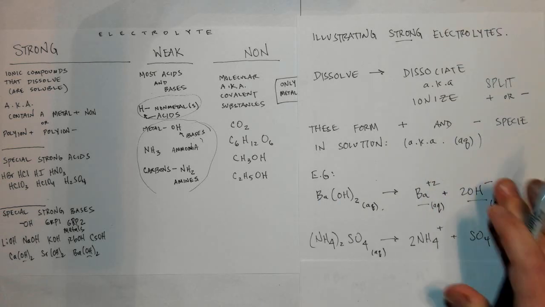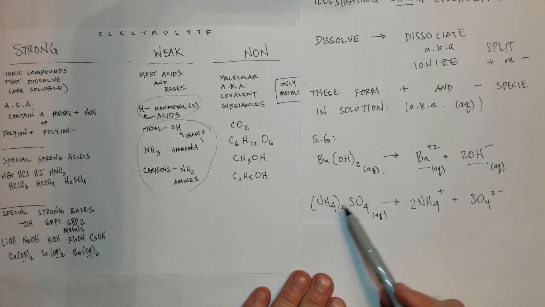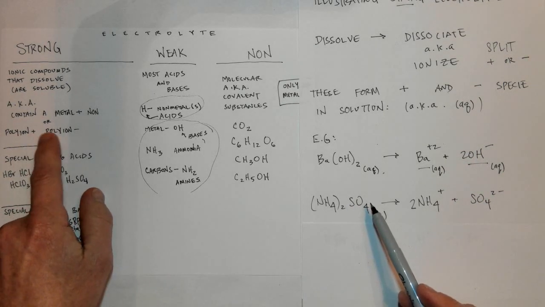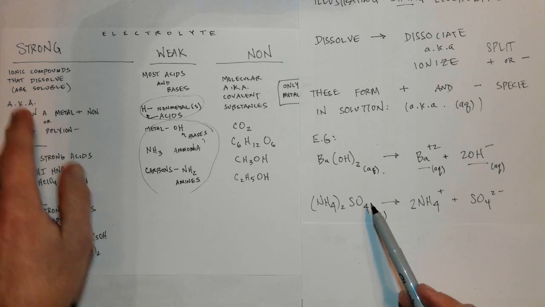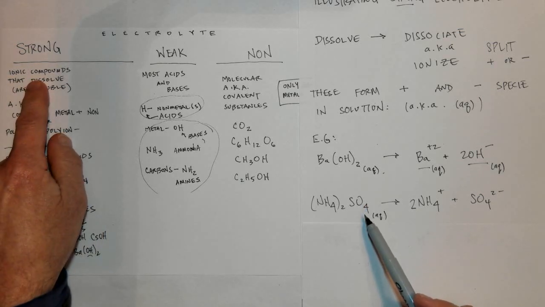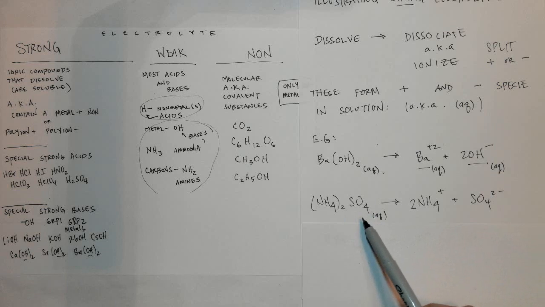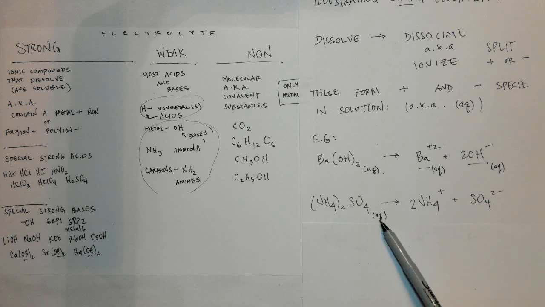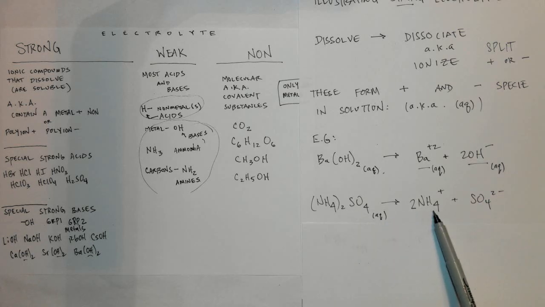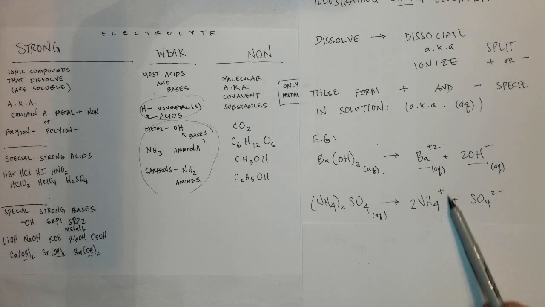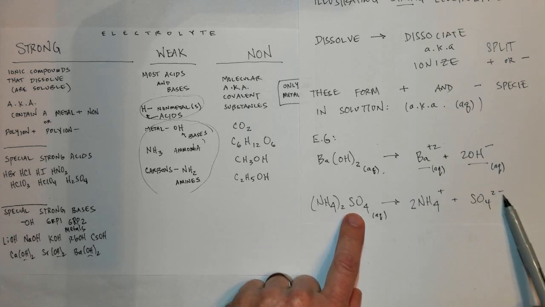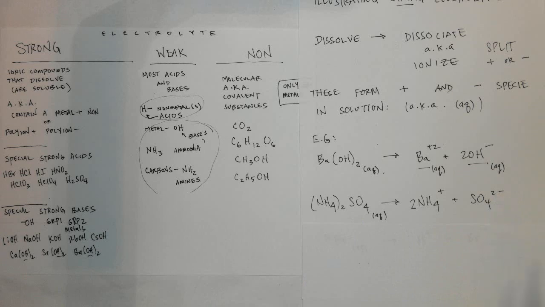Here's a second example. This is 2 polyatomic ions stuck together, and 2 polyatomic ions stuck together are known as ionic compounds. And these happen to be a soluble ionic compound, which you'll learn about shortly, how to know whether they're soluble or not. And when they are, they break up or split or ionize into their NH4+, notice there's 2 of them, and SO4 2- ions.